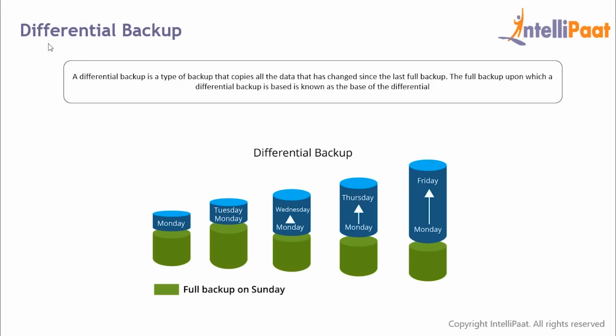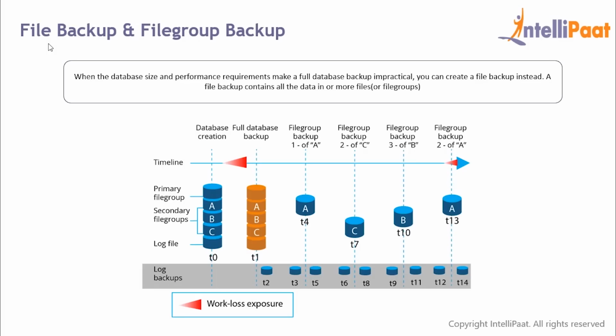Then we have differential backup. You can consider a differential database backup to be the superset of the last full backup, and it contains all changes that have been made since the last full backup. If very few transactions have happened recently, a differential backup might be small in size. But if you made a large number of transactions, the differential backup could be very large. Then we have file and file group backup. Whenever the database size and performance requirements make a full database backup impractical, we can create a file backup instead. A file backup contains all the data in one or more files, which are known as file groups.